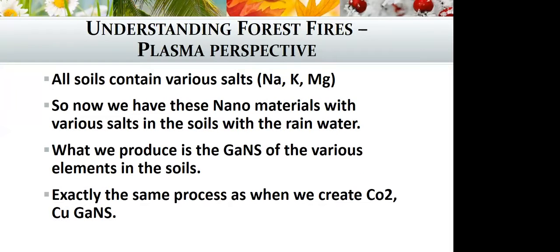Then we know that all soils contain various salts: sodium, potassium, and magnesium salts in different combinations. So now we have these nanomaterials with various salts in the soil with the rainwater. And what we produce is then the GANS of the various elements of the soil. This is exactly the same process as we have in our little box when we're creating the CO2 or our copper GANSes: we first create the nanomaterial, and then with the salt, we create the GANS of it. And this is exactly what nature is doing from the perspective of the fire.